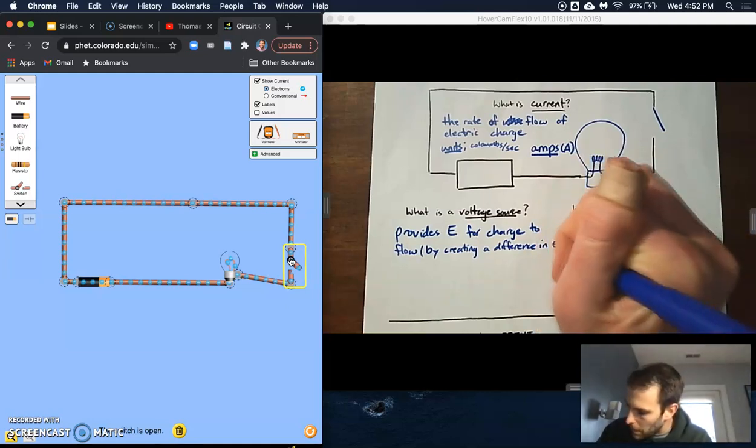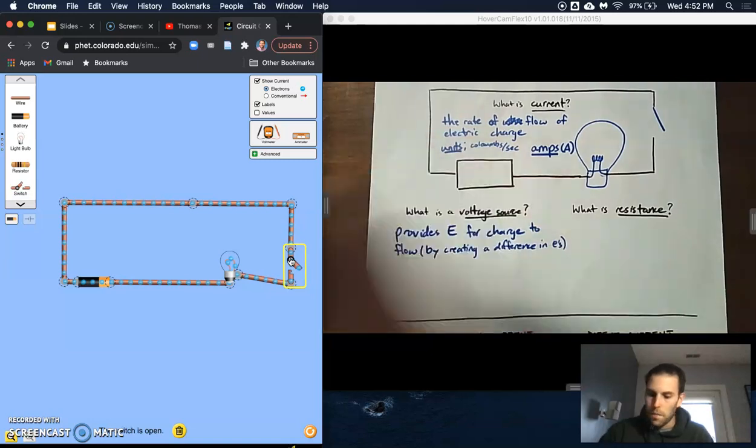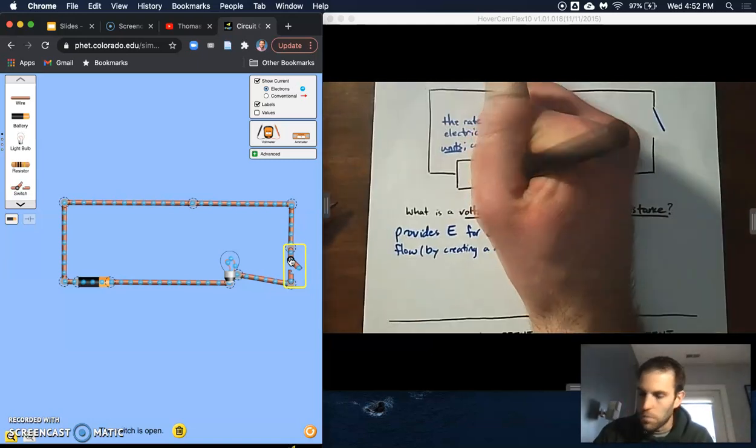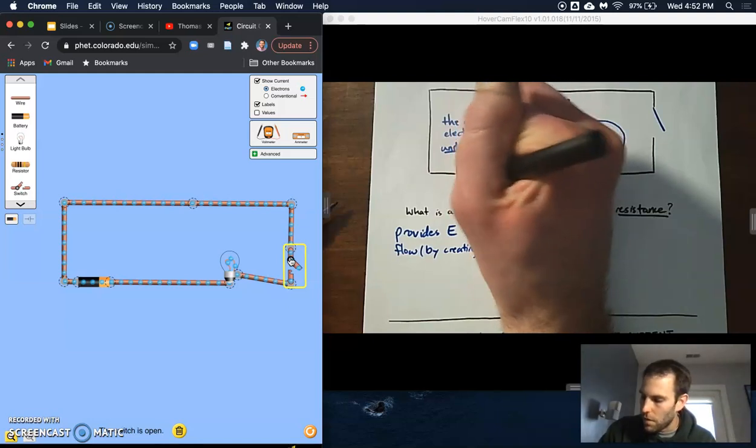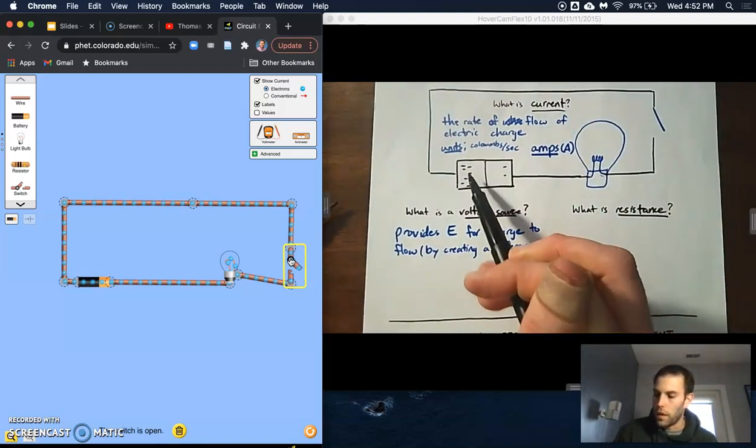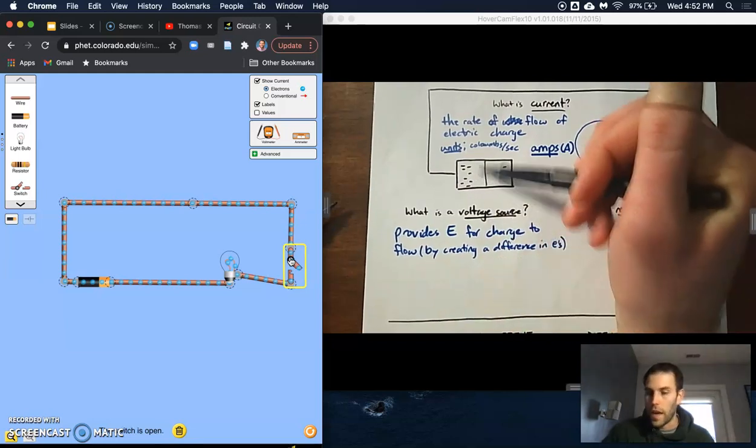So what do I mean by that? I'm going to go over here. In the battery, there's actually a separation, and there's one area of the battery that's got a bunch more electrons compared to the other side. So where do electrons want to go? Well, they'd love to go over here, but they can't, right?